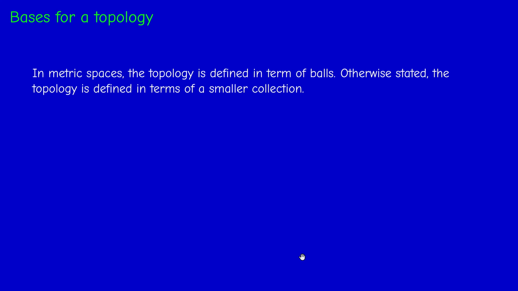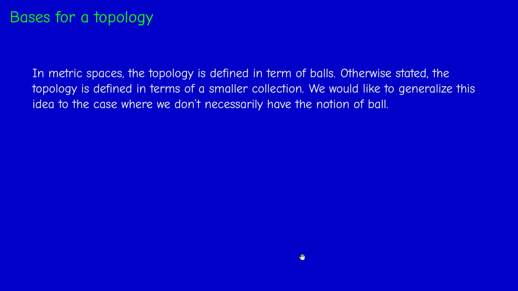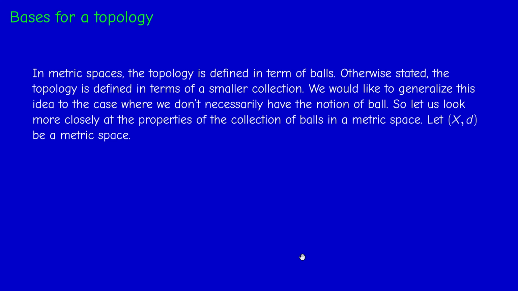Now we come to the next topic, which is the basis for a topology. A basis for a topology plays the same role as the notion of a collection of balls in a metric space. But as you said, in a topological space, we don't necessarily have the notion of distance, and therefore we don't have the notion of a ball. So we want to extend this notion to this more general context. So let us analyze the properties that the collection of balls possess.